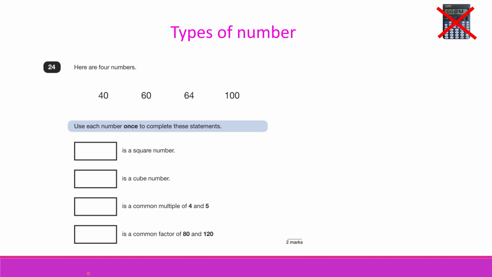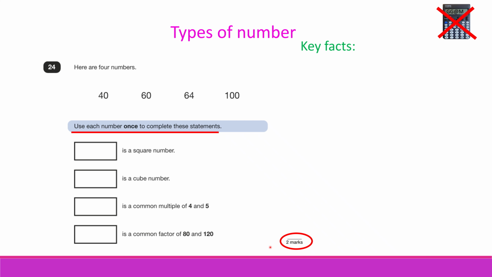This question is on types of numbers. Here are 4 numbers: 40, 60, 64 and 100. Use each number once to complete these statements. Is a square number? Is a cube number? Is a common multiple of 4 and 5? Is a common factor of 80 and 120? The marks you can gain for this question are 2.